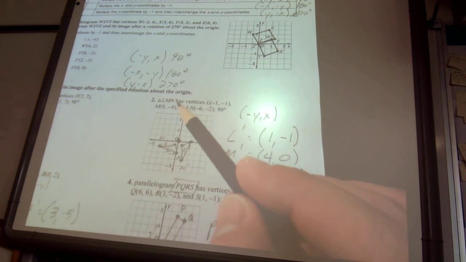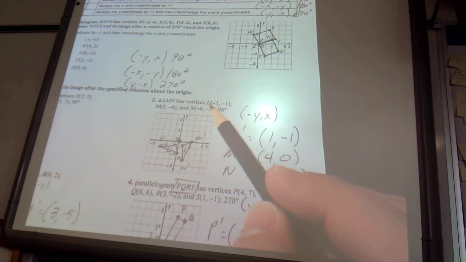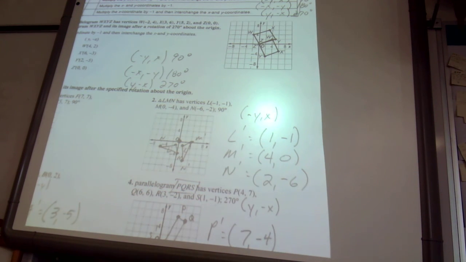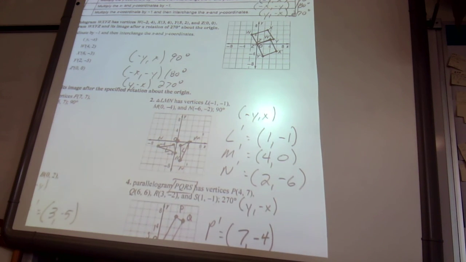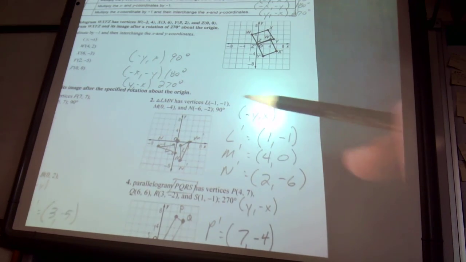All right, here we go. Triangle LMN has vertices, and it gives you the 3 ordered pairs. So very simply, we went and drew triangle LMN right over here: -1, -1, 0, -4, -6, -2. Now to rotate it 90 degrees, we're going to move it pretty much a quadrant away, but we're going to continue to rotate that around the origin of our coordinate graph. Here's our formula to rotate 90 degrees. We take the opposite of the Y, and then we put the X in that order.